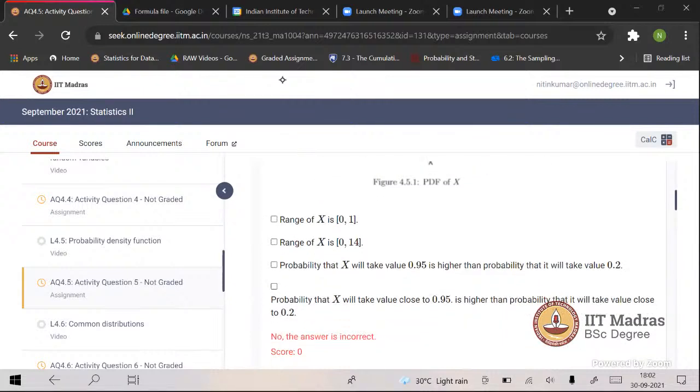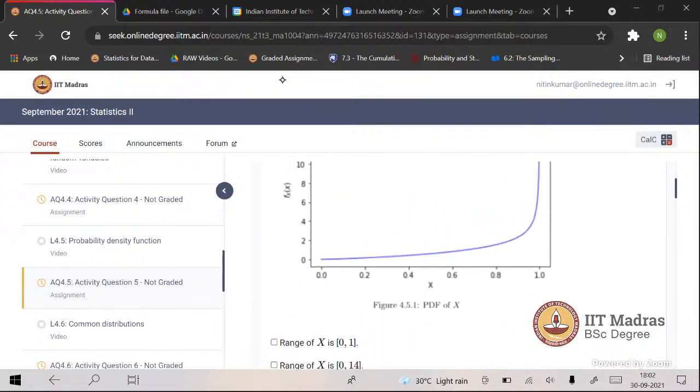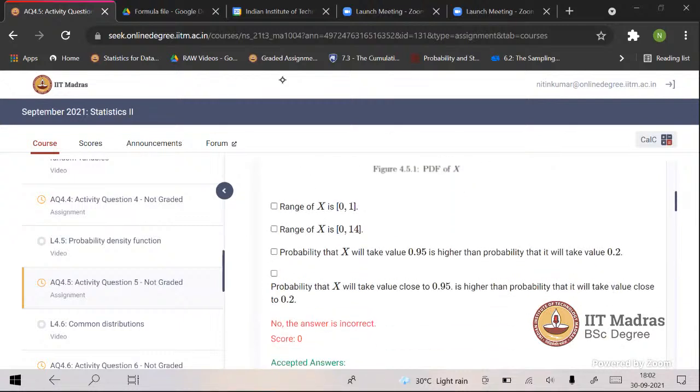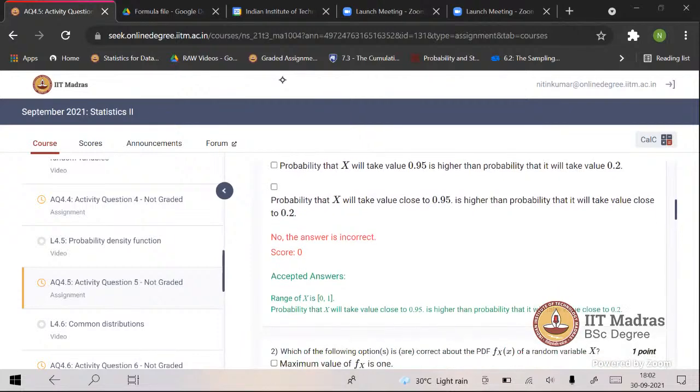Look at the fourth option. It says the probability that x will take a value close to 0.95. Now we are talking about around 0.95 and around 0.2. Look at the PDF curve. The value of the PDF at 0.95 is greater than at 0.2, right? So x taking a value close to 0.95 is more likely than taking a value near 0.2.